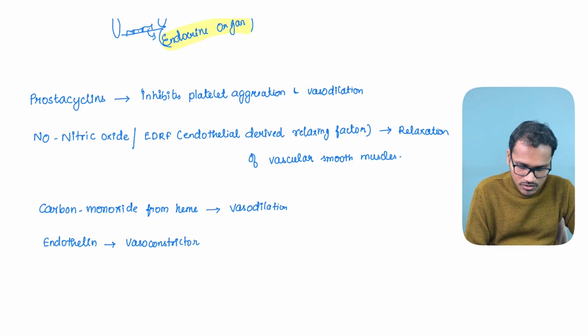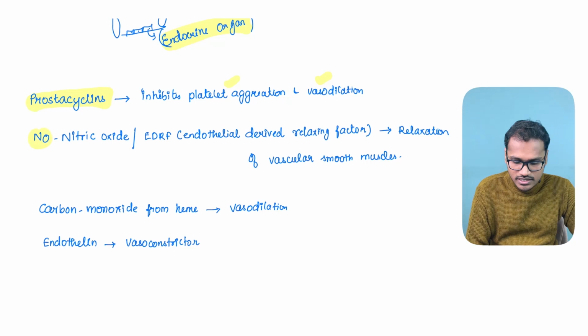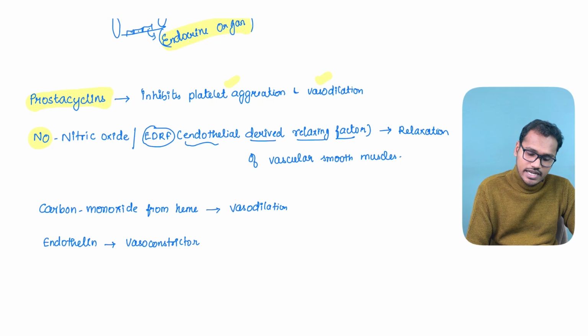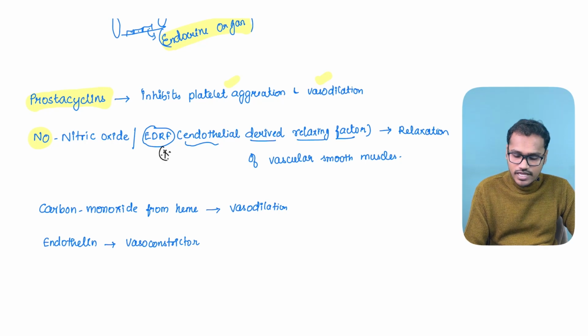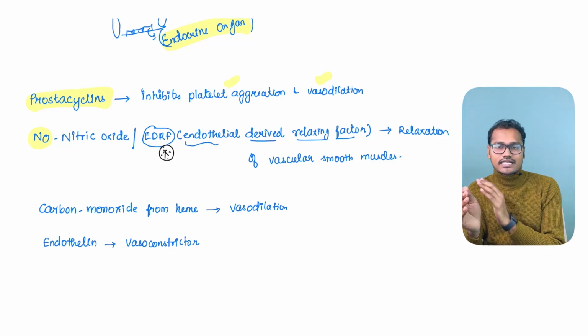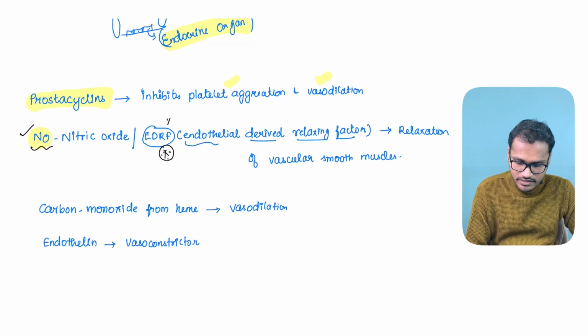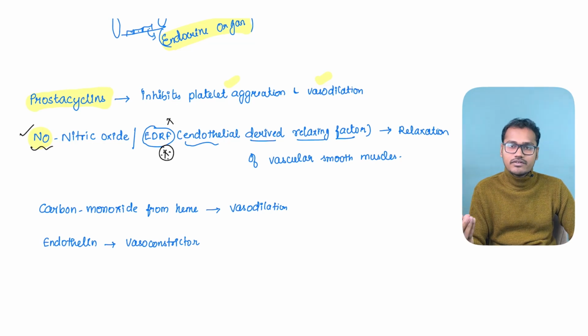It can produce prostacyclins, which can inhibit platelet aggregation and cause vasodilatation. It can produce another vasodilator, that is nitric oxide. Nitric oxide was previously called endothelium derived relaxing factor, which is called EDRF. Initially, they identified some factor which is causing vasodilatation, relaxation of the smooth muscle, so they named it endothelial derived relaxing factor. But after that, they identified that that component is nothing but NO. That is why now the NO term is used, not the EDRF, because the initial name was endothelium derived relaxing factor.